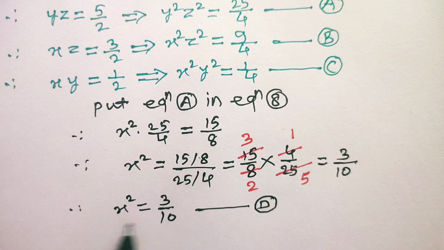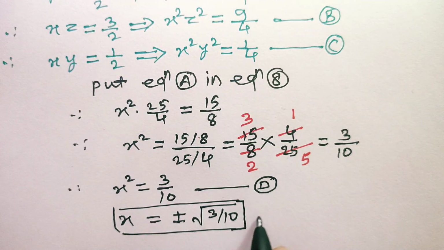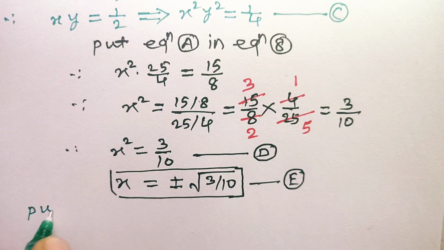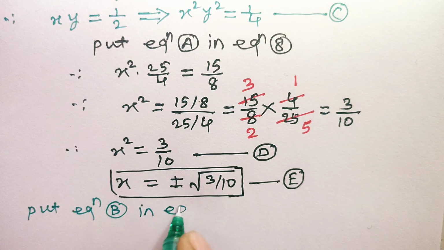Taking square roots on both sides of this equation, which gives x is equal to plus or minus square root of 3 upon 10. This is, suppose, equation number E. Put equation B in equation 8.